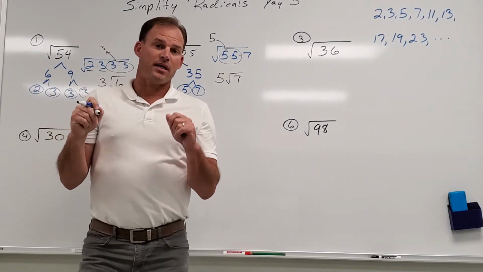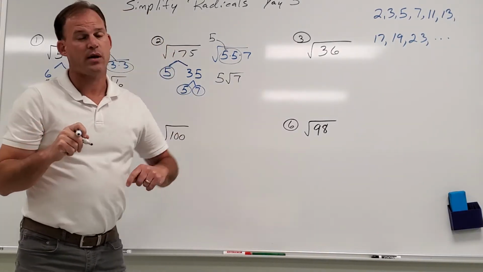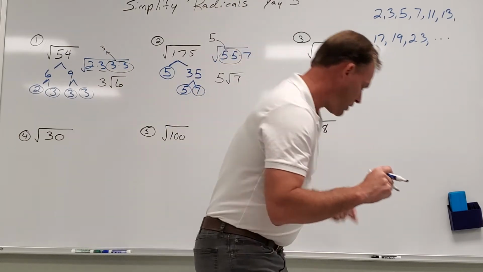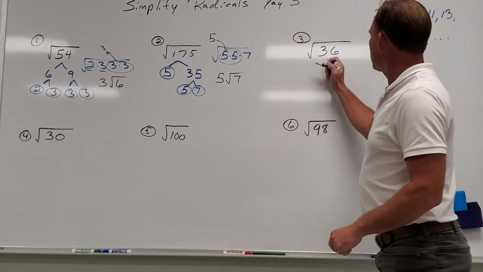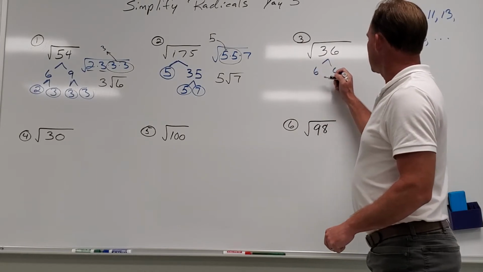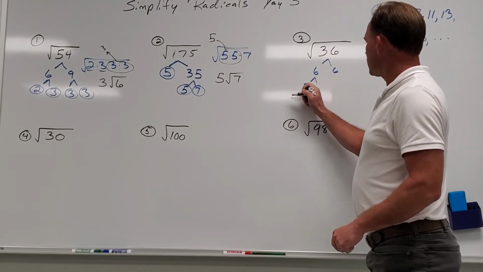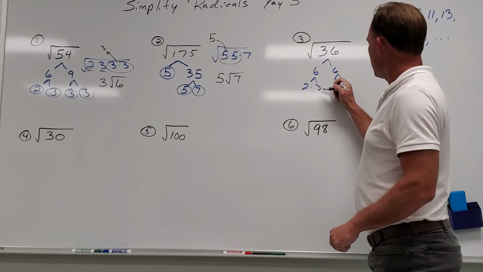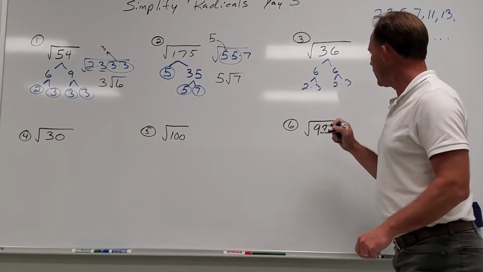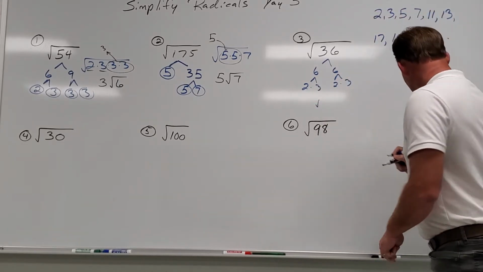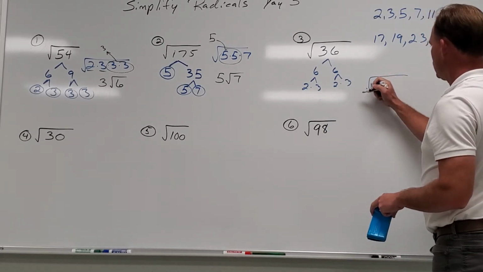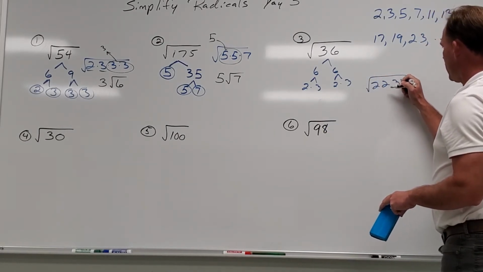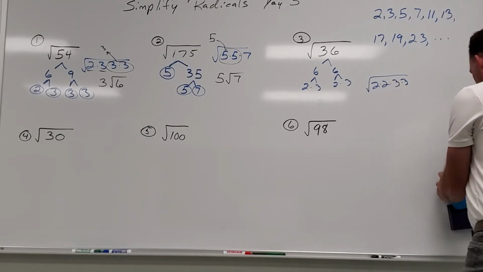You need pencil and paper to do this. You can't keep track of all these numbers in your head. So here we go. Number 3, square root of 36, is 6 times 6. 6 is 2 times 3, 2 times 3. So I've got 2, 2, 3, and 3.